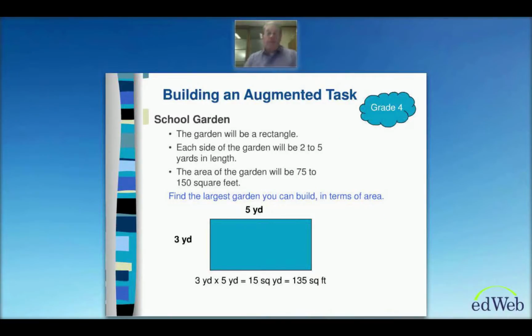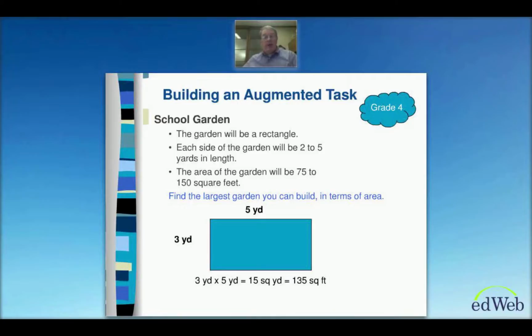Okay, so maybe something like this might happen. A student might try this and try 5 yards and 3 yards, realize that's 15 square yards, and come up with 135 square feet. It's a good answer. It's not the best answer. But the fact that it's a more open problem at this point gives students an opportunity to try several different things, to really muck around and see what they can come up with.